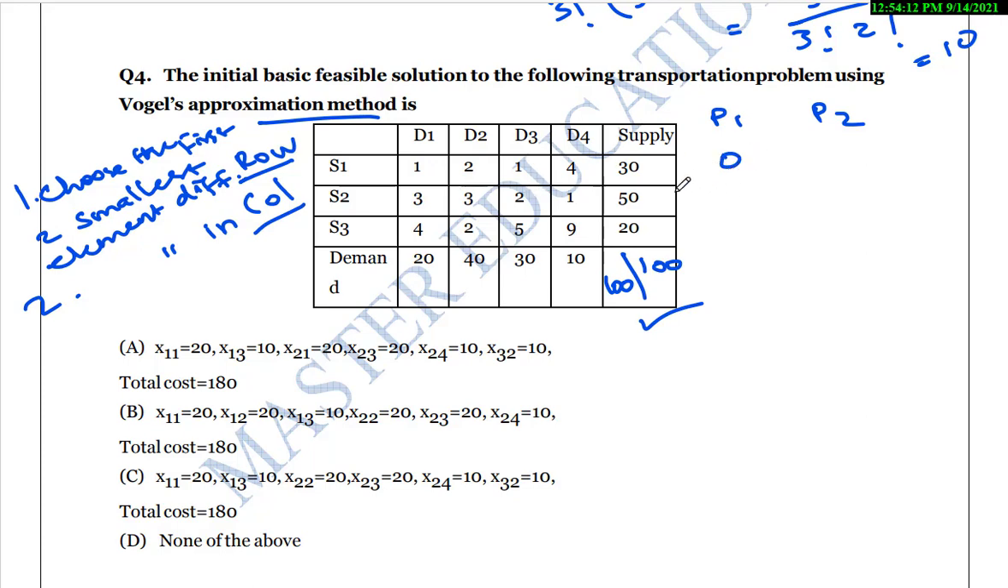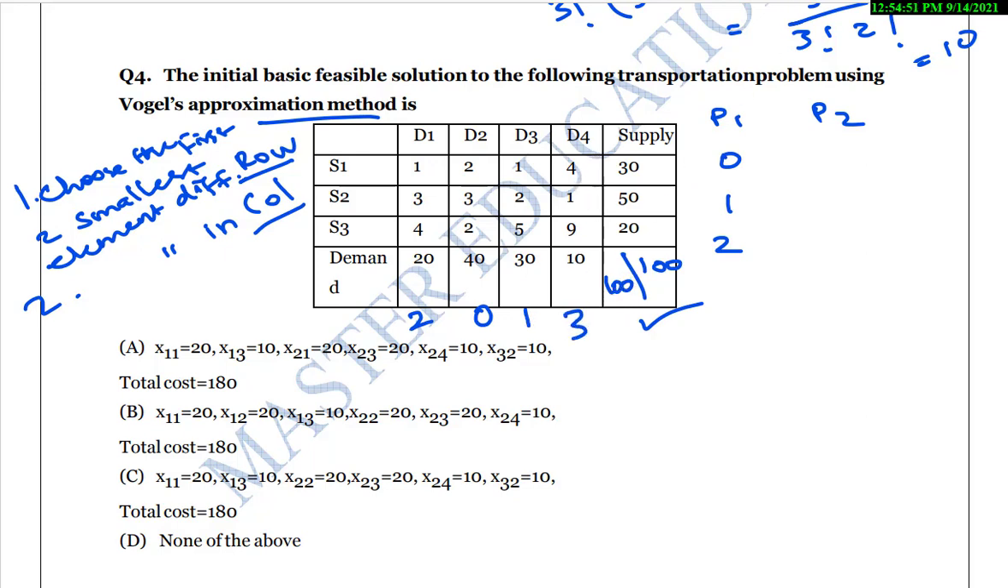Here 1 minus 1 is 0, then 1 minus 2 is 1, and here 4 minus 2 is 2. These are the first 2 smallest elements in a row, and we take the difference between them. Here they are 2 and 4, so 4 minus 2 is equal to 2. In the same way we have to find it for the columns also. 1 and 3 are the first 2 smallest elements in that column, so the penalty is 2, and then here it is 2 and 2, that is 0, and here 1 and 2, that is 1, and 1 and 4, that is 3.